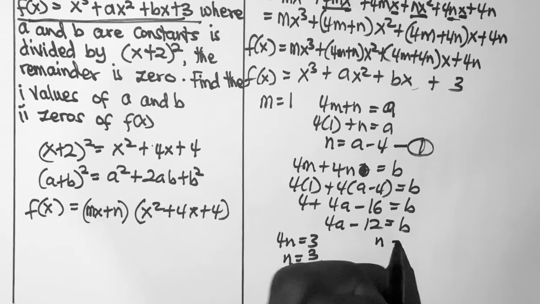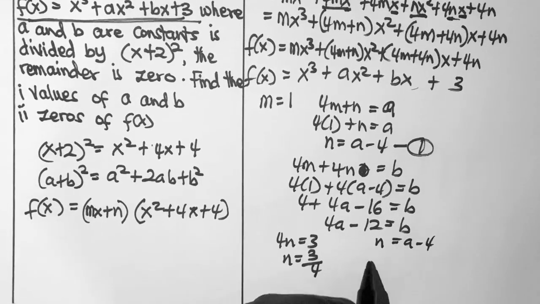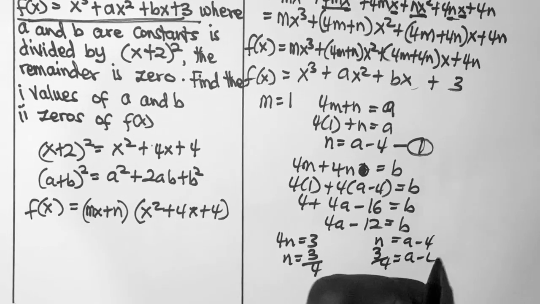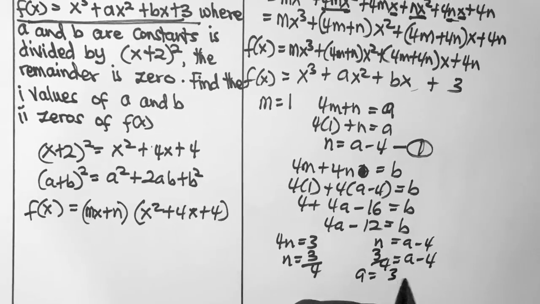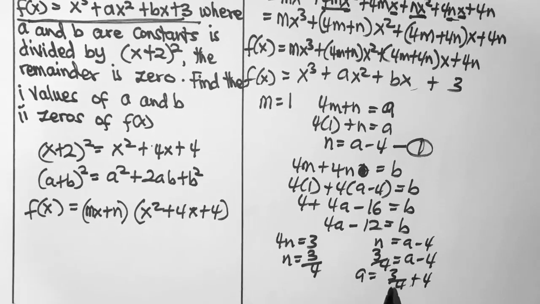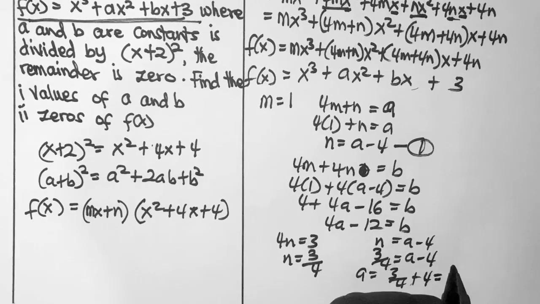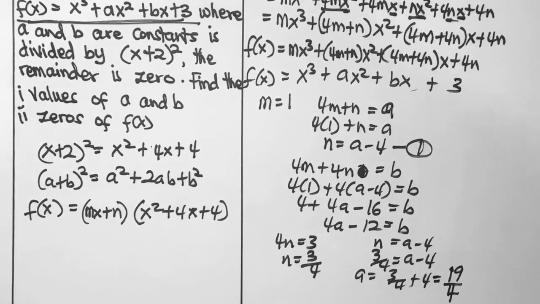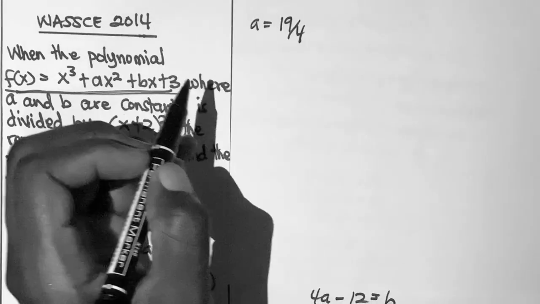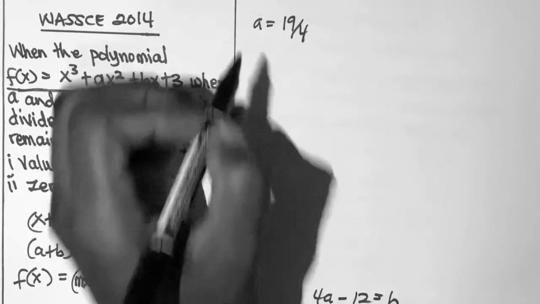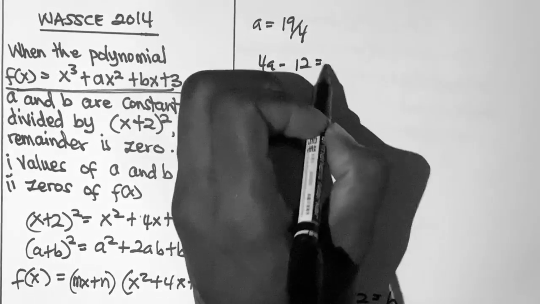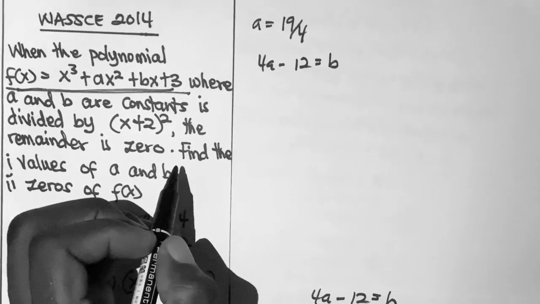We know that n is equal to a minus 4. Now n is 3 over 4. So 3 over 4 is equal to a minus 4. So a is equal to 3 over 4 plus 4. Now 4 times 4 is 16 plus 3. That is 19. So a is equal to 19 over 4. And then we know that this equation is 4a minus 12 is equal to b. So we can find the value of b.